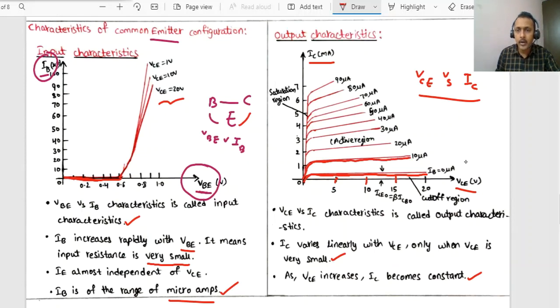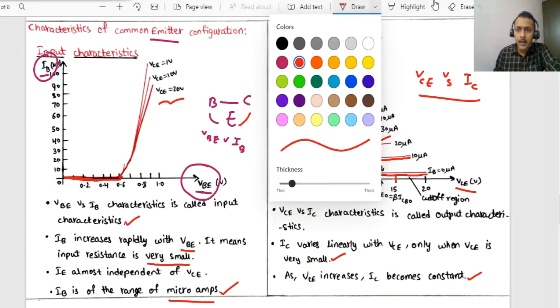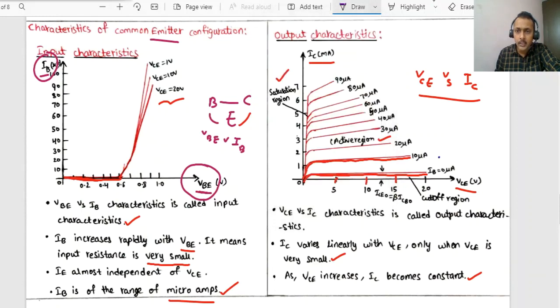For different values of base current, such as 10 microamps, you can observe the value of IC is increasing. With increase in the base current, the magnitude of collector current is also increasing. This is the active region. The region before this straight line is the saturation region, and below that is the cutoff region. These are the three regions of the common emitter configuration: active, saturation, and cutoff.